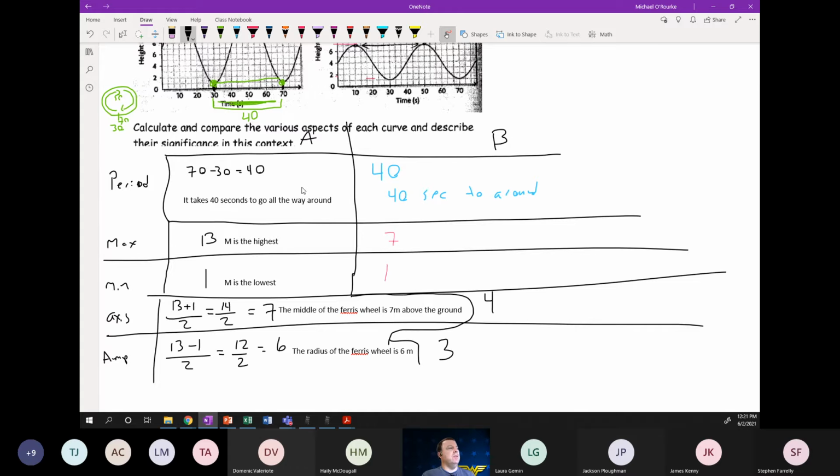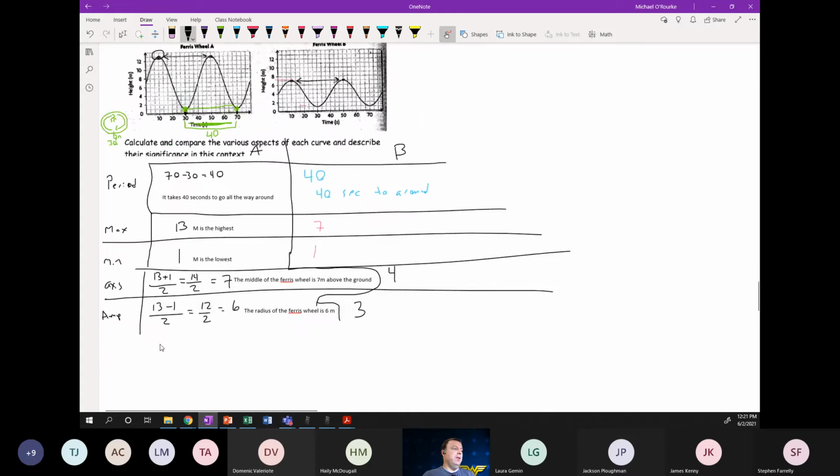Now you could compare these two, right? And you could actually talk about one being bigger. So they both take the same time to go around, but you could say how the maximum, like the height of Ferris wheel A is 5 meters taller than Ferris wheel B, right? And you talk about the radius of stuff. So we've kind of taken the graph and given it context of meaning.